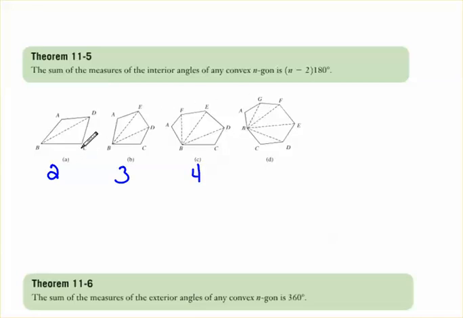So do you notice that this was a four-sided figure and it had two triangles? A five-sided figure had three triangles. A six-sided figure had four triangles. It's always two less than the number of sides that we have. That's what our theorem is talking about. The sum of the measures of the interior angles of any convex n-gon is n minus 2, so however many sides we have, minus 2, times 180 degrees, because that splits it into that many triangles of 180 degrees each.